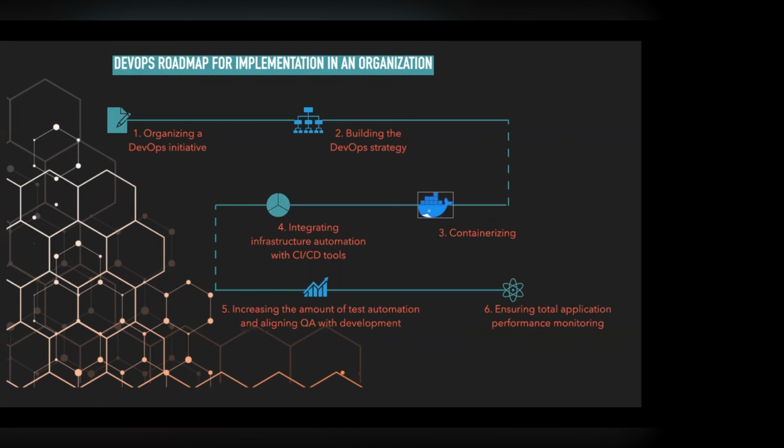As you may know, many organizations right now are trying to migrate to cloud technologies, and there are a few ways to implement DevOps in your organization. I just want to mention here that first of all you have to organize a DevOps initiative. You have to build this DevOps strategy, containerize all your applications using Kubernetes, integrate the infrastructure, automate with CI/CD tools, maybe Jenkins or Azure DevOps and others, maybe increase the amount of test automation and QA with deployment and development, and ensure total application performance monitoring.